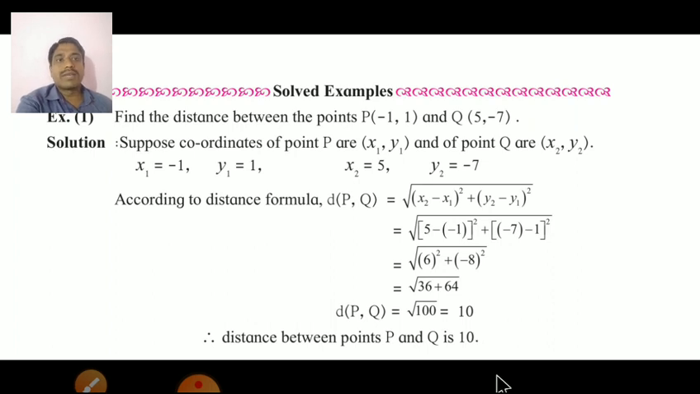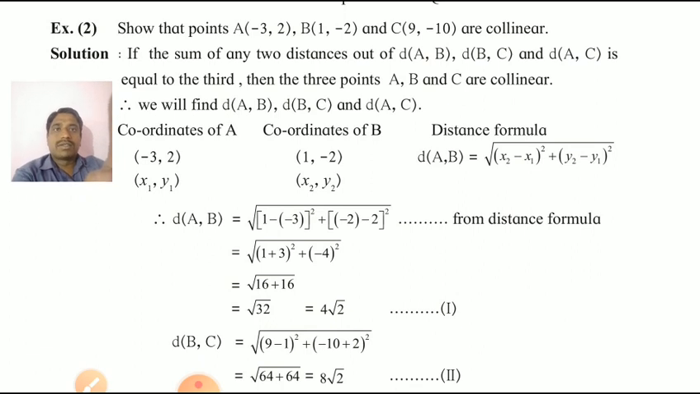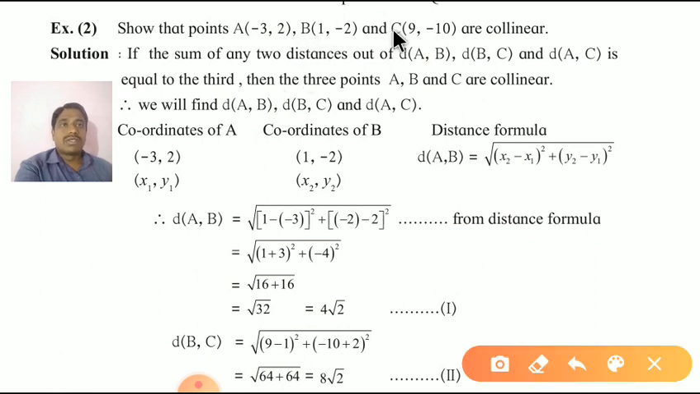Now we solve the next example. Question number 2: Show that the points A(3, minus 3), B(minus 2, 2), C(9, minus 10) are collinear. Collinear means in the same line. If 3 points A, B, C are on the same line, we say that these points are collinear.